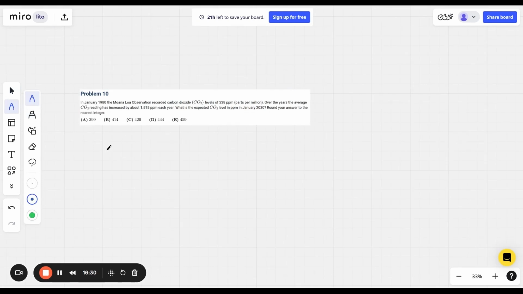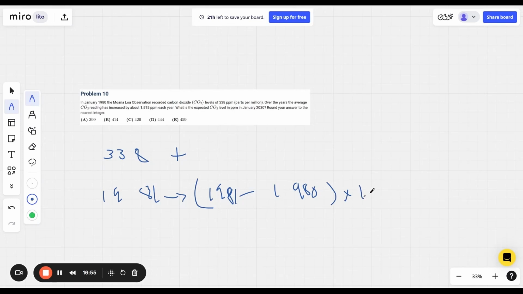So we have 338 ppm plus, okay, well, let's just consider they're asking for the ppm in 1981, right? And that will just be equal to 1981 minus 1980, because that's how many years have elapsed, times 1.515 ppm, which is the average each year.